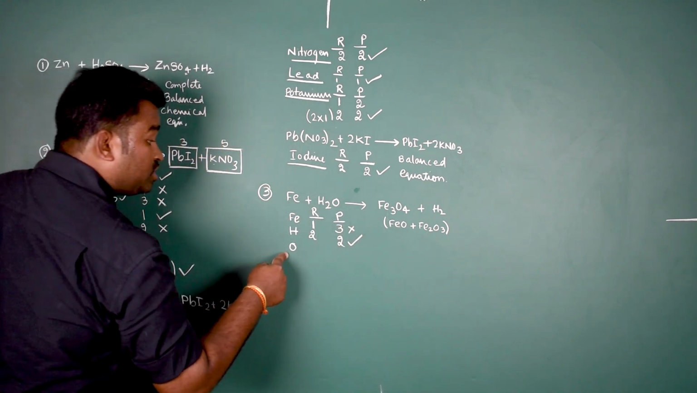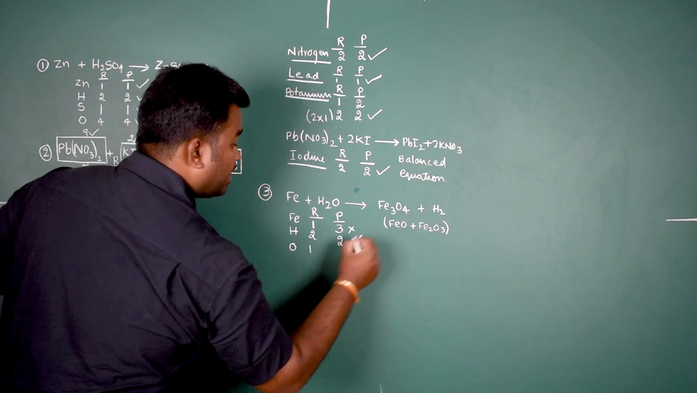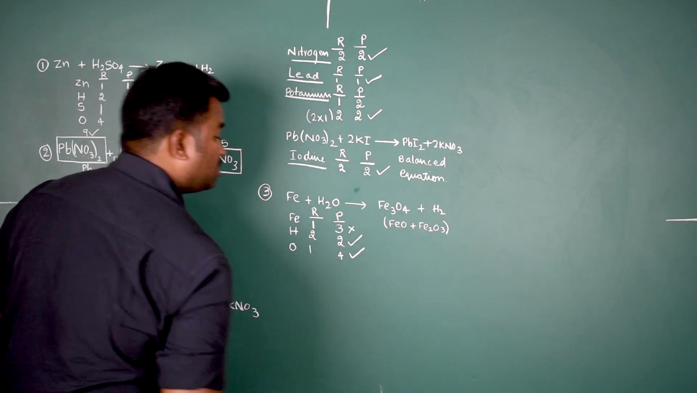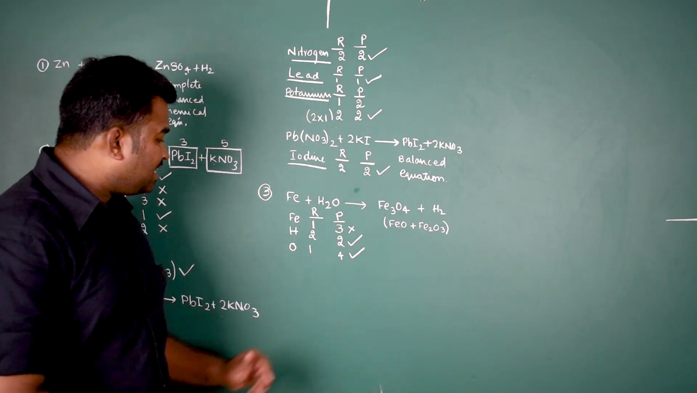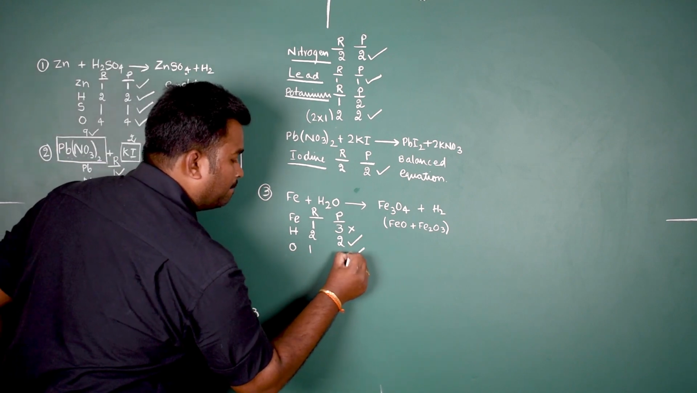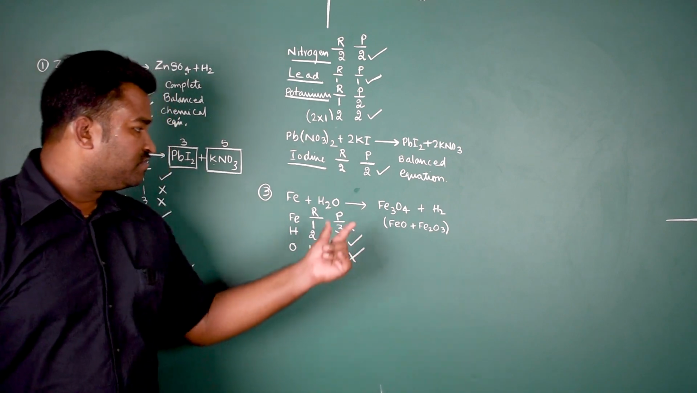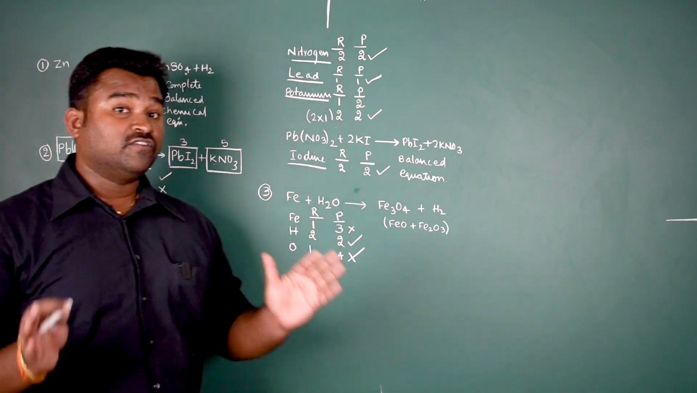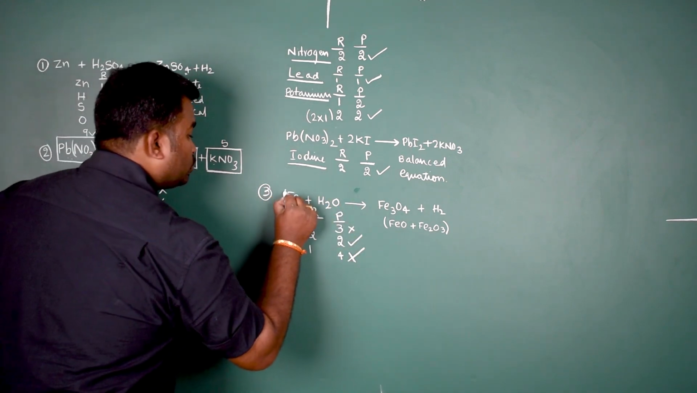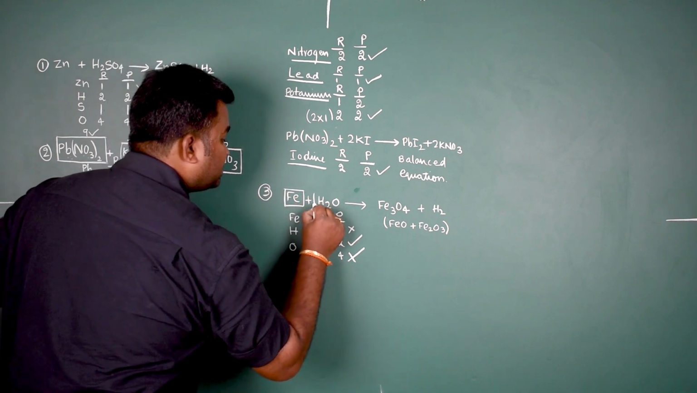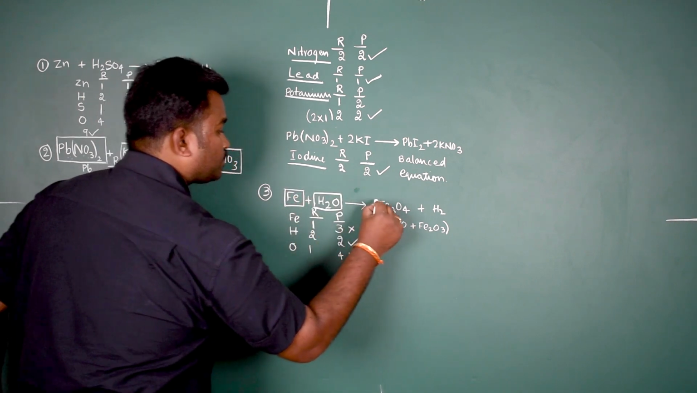How about oxygens? Here there is 1 oxygen. Here there are 4 oxygens. So now here it clearly says that this is also not balanced. Correct? So we have to balance this equation, which is a skeletal equation. So now first thing in balancing, we have to ensure that we do not disturb any of these entities.